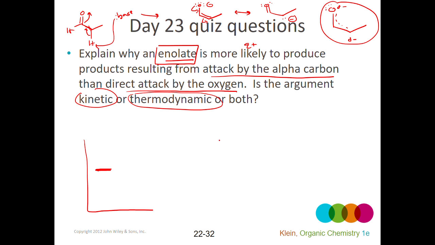So then the question is, when the enolate reacts with an electrophile, if the oxygen picks up the electrophile versus the carbon, what will the products be? If the oxygen picks up the electrophile, it'll be connected there. If the carbon picks up the electrophile, it'll be connected there.